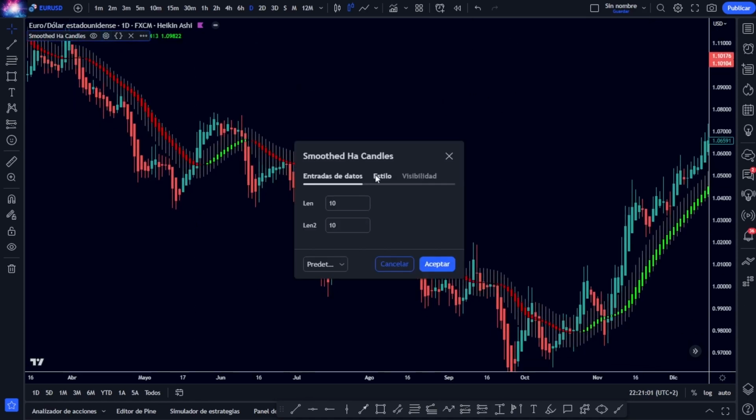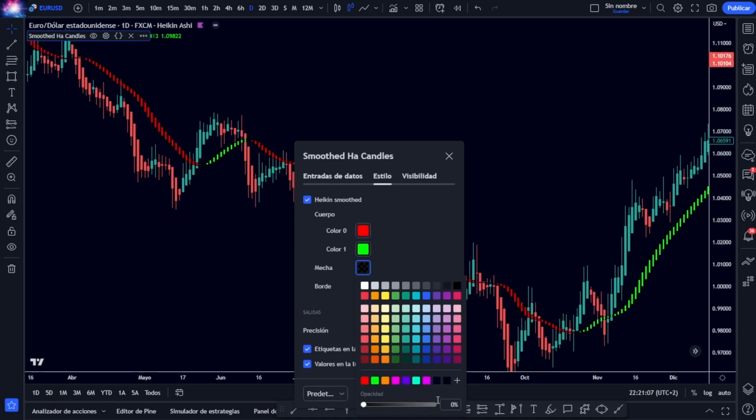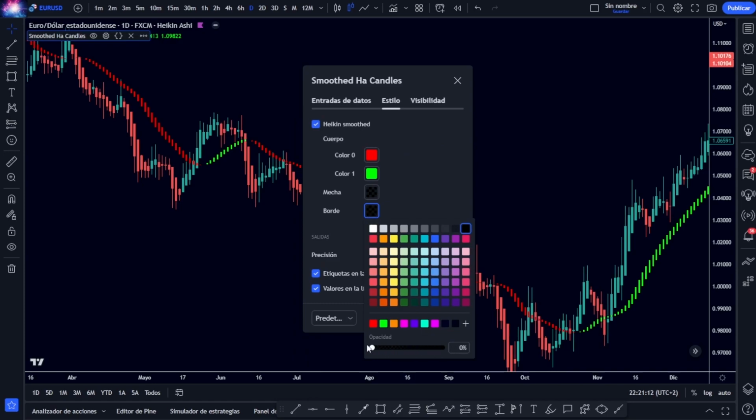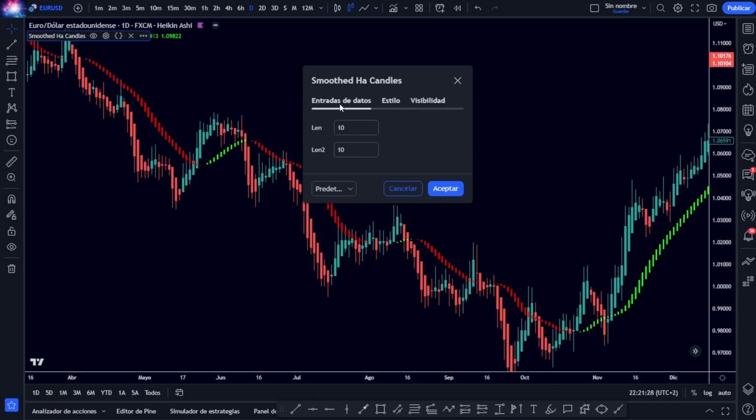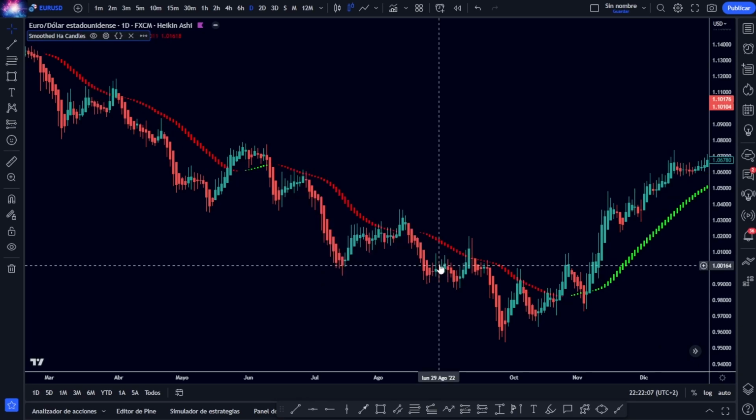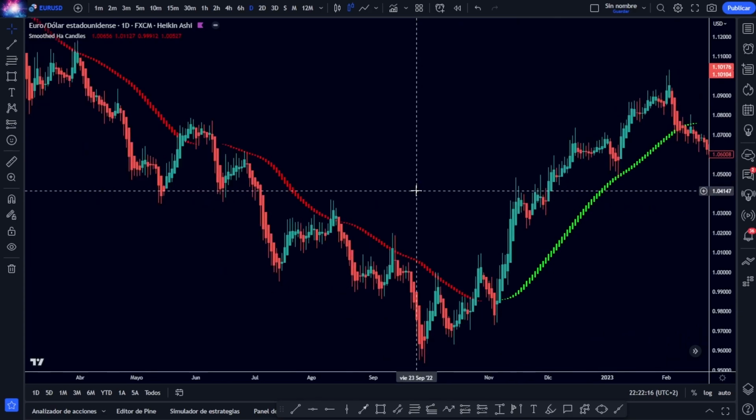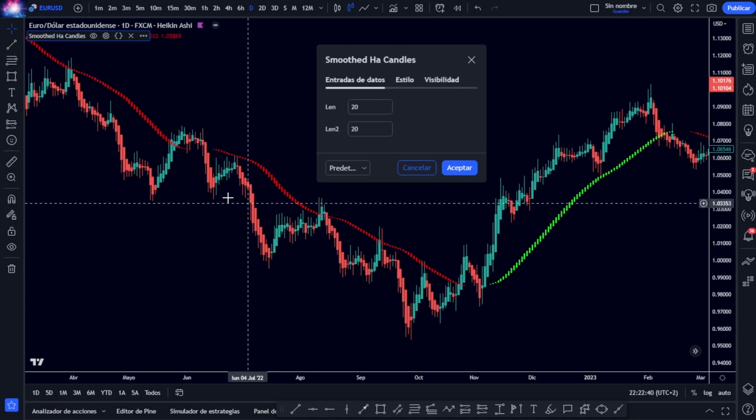We go straight to settings, and in style we are going to lower the opacity completely to 0, both of the wick option and of the border option, since they do not interest us, because we only need those red and green signals. In the data inputs, by default we have 10 and 10. We will change this to 20 and 20, and now you will see why. When we use this indicator in higher time frames, we always have to try to raise this data to give us the best possible information.